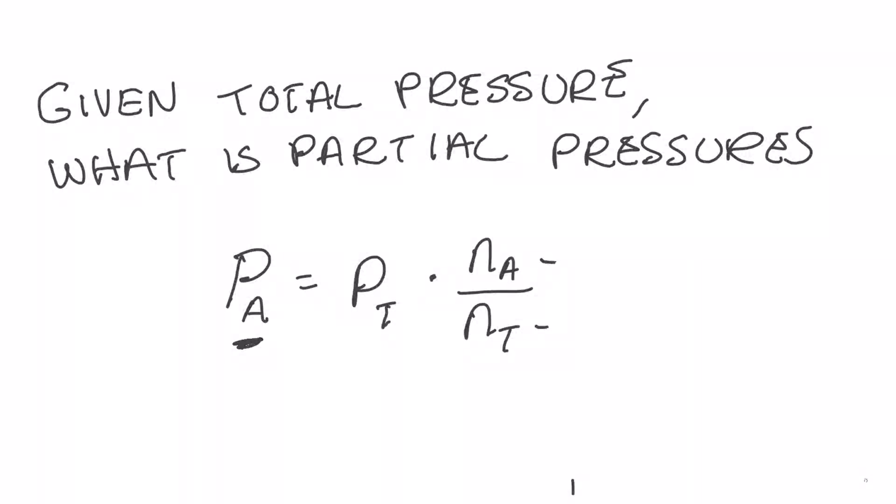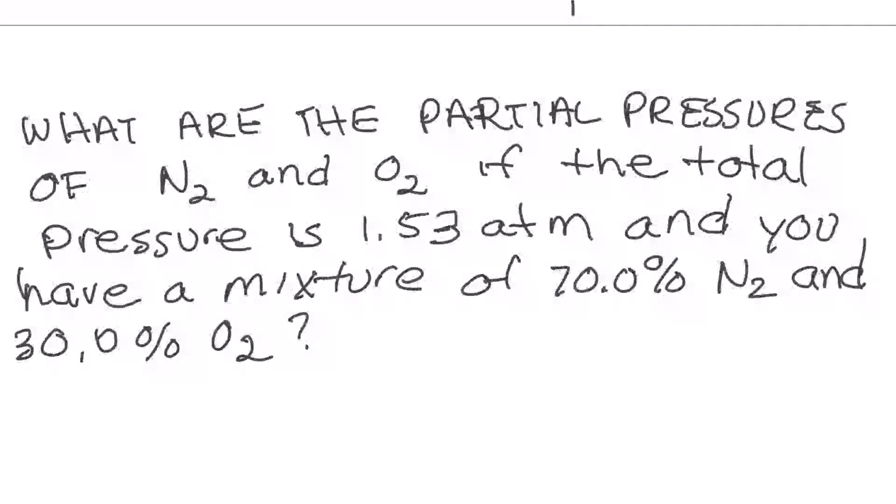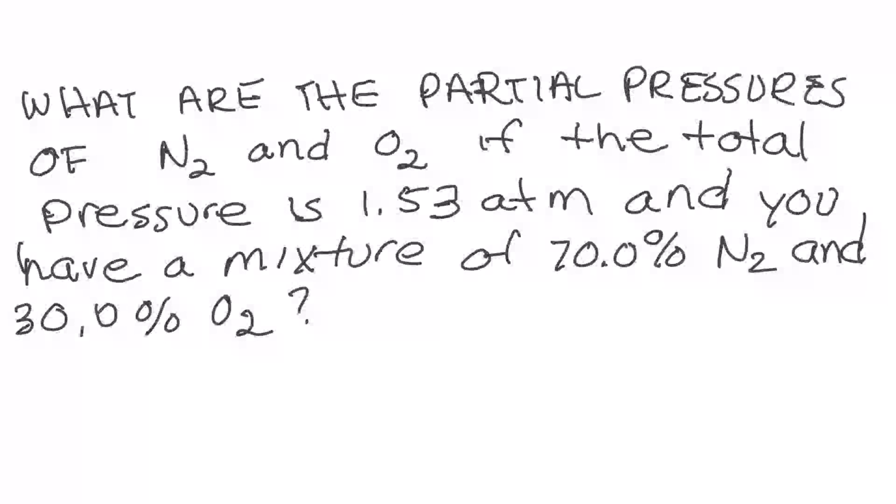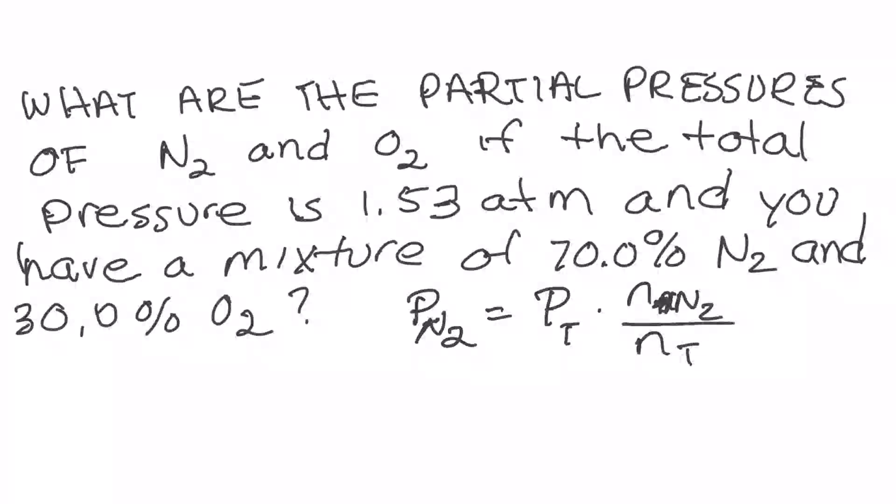So let's try using this equation to solve a problem. Here's the problem. What are the partial pressures of nitrogen and oxygen if the total pressure is 1.53 atmospheres and you have a mixture of 70% nitrogen and 30% oxygen? Remember, the equation is the pressure of the individual gas, such as nitrogen or oxygen. So let's say nitrogen. The pressure of nitrogen equals the total pressure times the number of moles of nitrogen compared to the total moles. So let's solve for that.